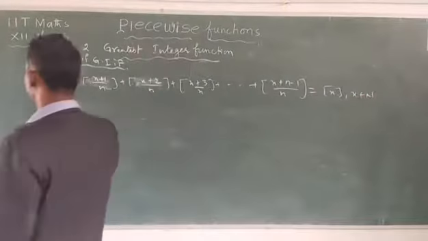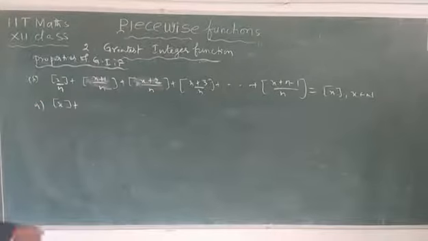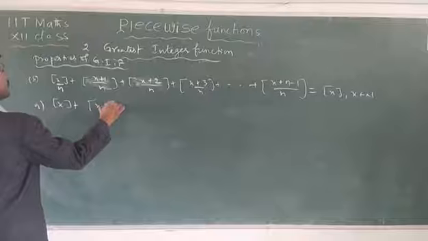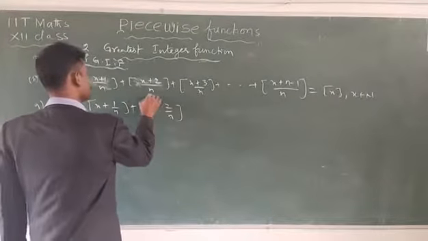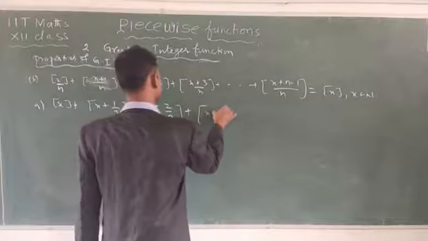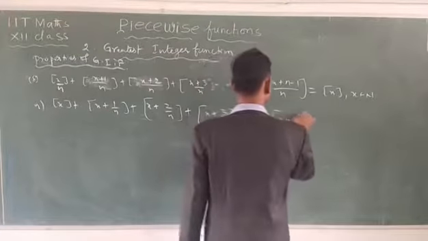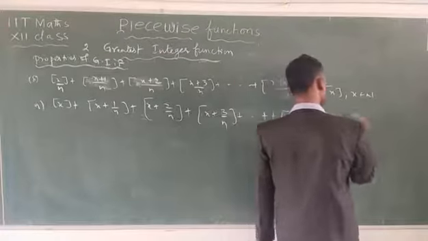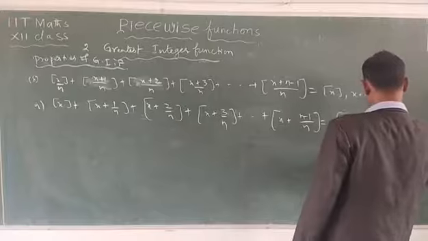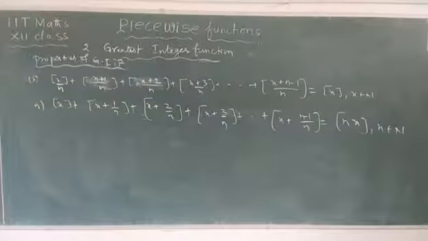Now one more formula here. Step x plus step of x plus 1 by n plus step of x plus 2 by n plus step of x plus 3 by n, up to so on, step x plus n minus 1 by n is equal to nx, where n belongs to n. This is for the greatest integer function. Okay, note down these formulas.